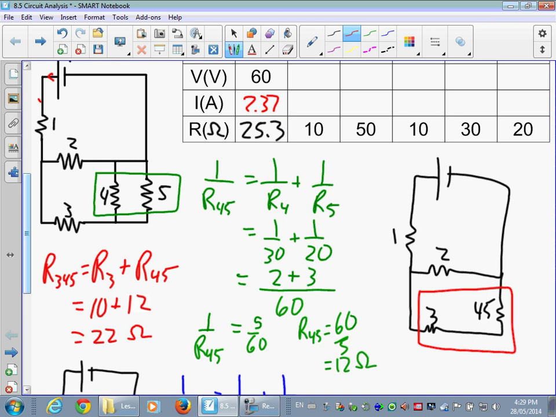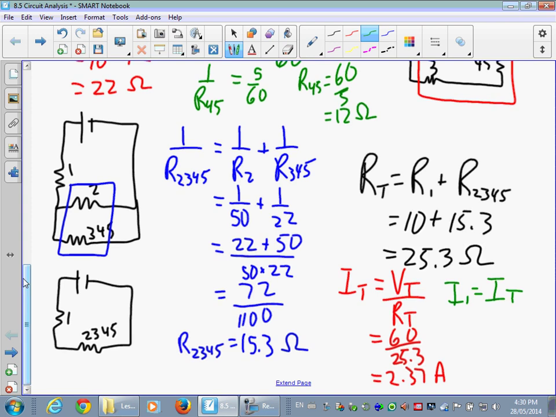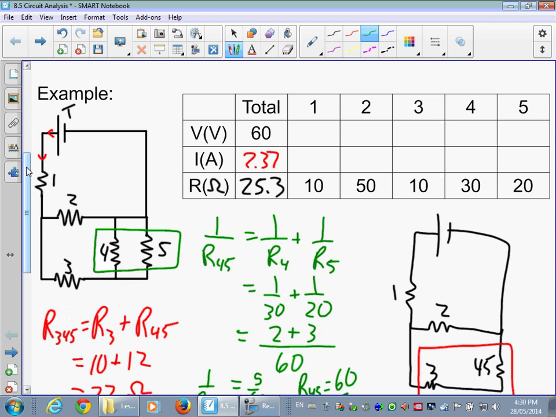So if we take a look at our circuit, we know there's 2.37 amps coming out of the terminal and 2.37 amps going towards resistor 1. There is no place for that 2.37 amps to go. It doesn't split anywhere in there. Therefore, we know that I1 must be equal to the total current as well. So, going back up, we can put in 2.37 amps of current there.